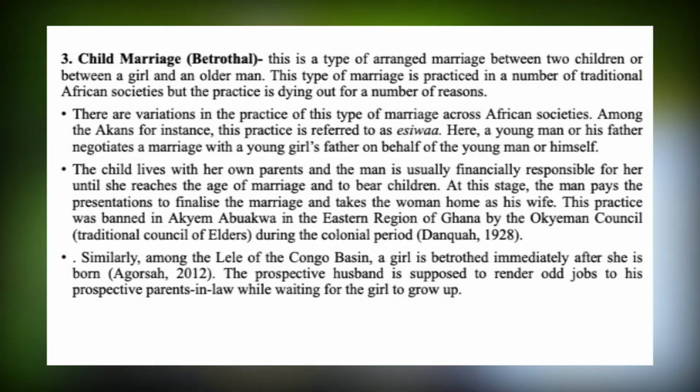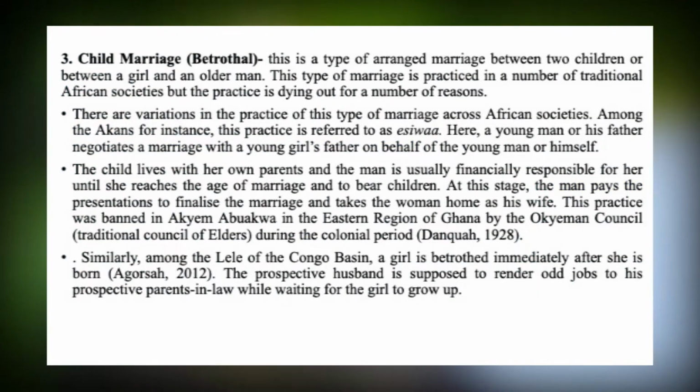Here, the man who is interested in the girl approaches the family of the girl and makes his intention known to them. When the family accepts it, the girl continues to live in the house of her parents until she reaches the maturity age of marriage and is ready to bear children. Then the man comes to perform the final marriage rites and takes her home as his wife.